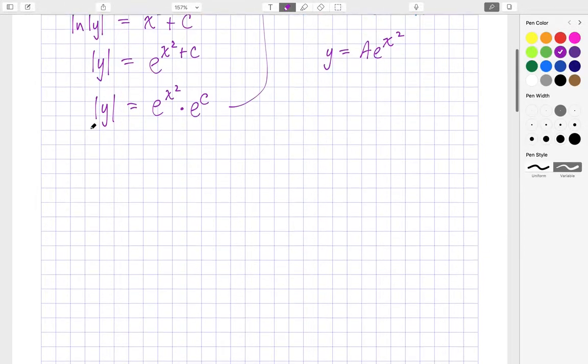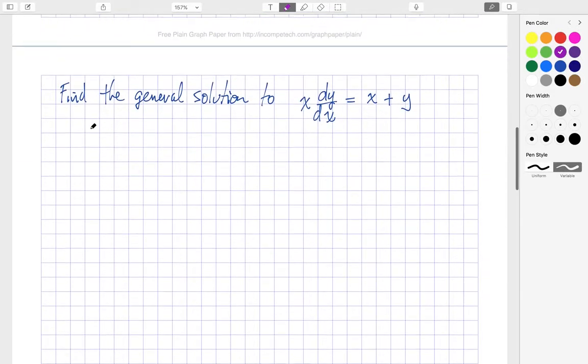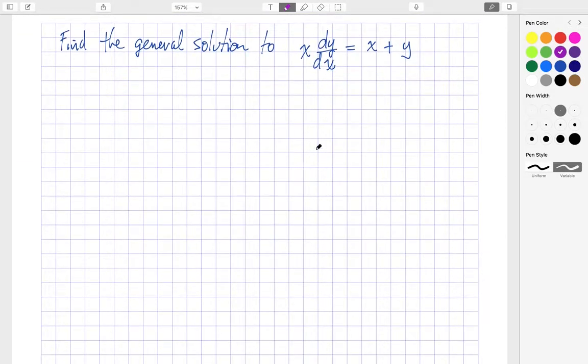So to give you a second example, we have the following. Find the general solution of x dy by dx equals x plus y. Now, if you cross multiply, you're going to see pretty quickly that you are unable to separate the y variables from the x variables. So what we need to do is take advantage of another strategy, which is the following.